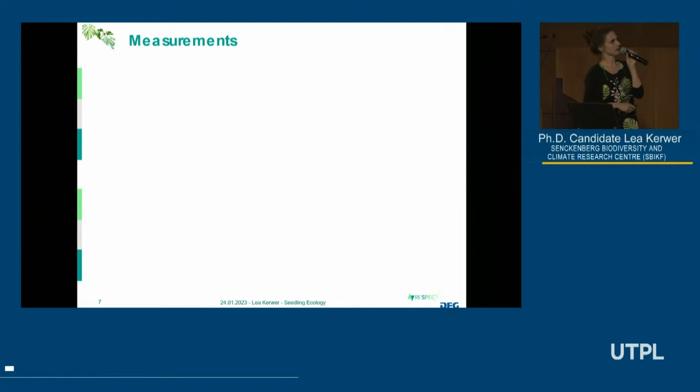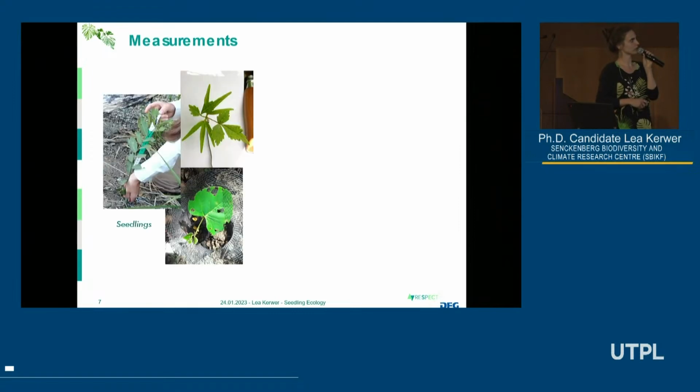But how exactly do we quantify, for example, the growth of the seedlings? So I'm checking different parameters on my seedlings, which is, one, the height. Then we're also counting the amount of leaves. I'm checking for herbivory or signs of drought. And of course, I'm also taking pictures for identification.